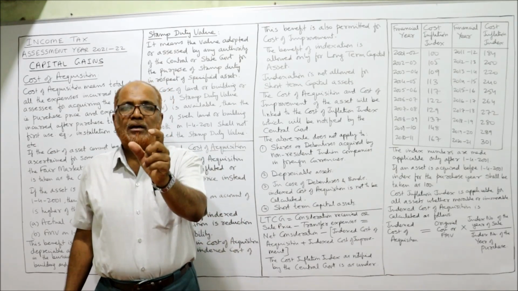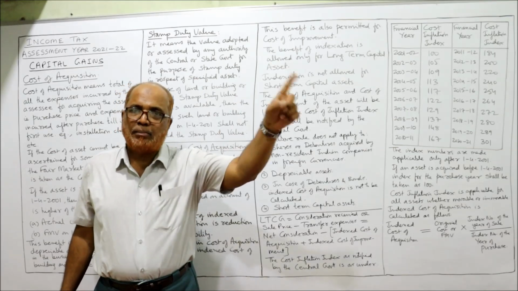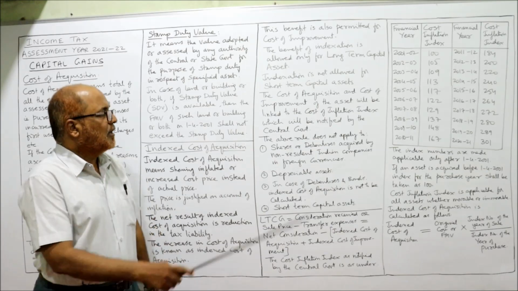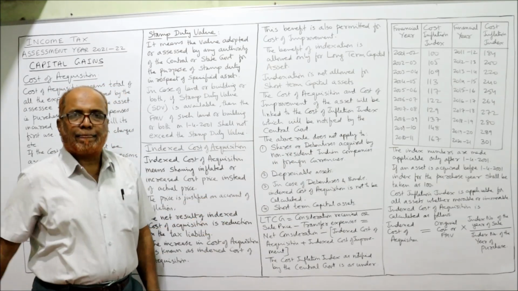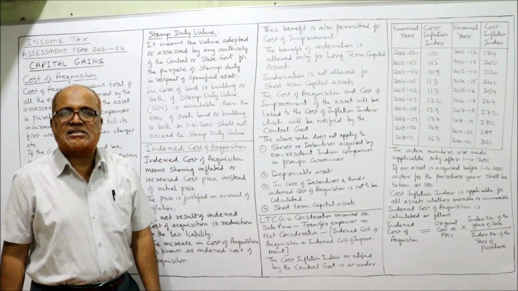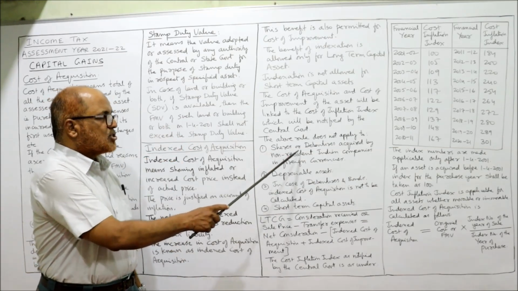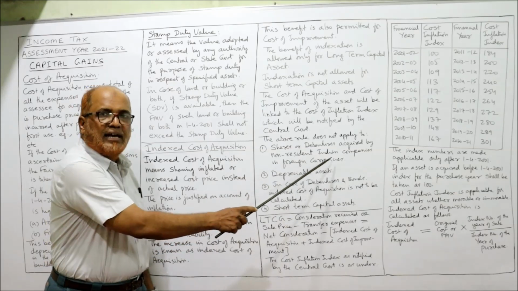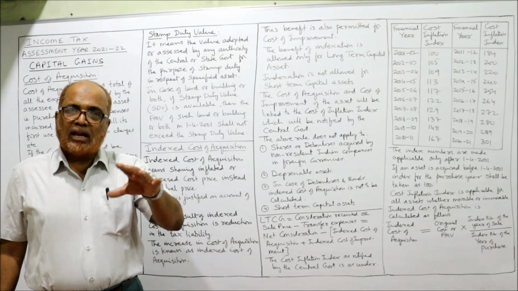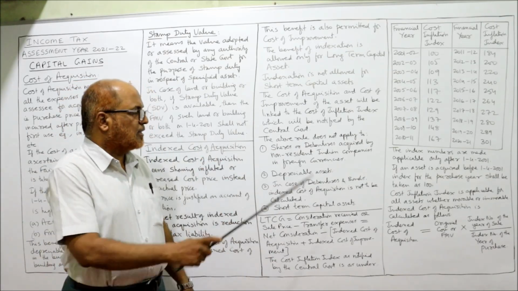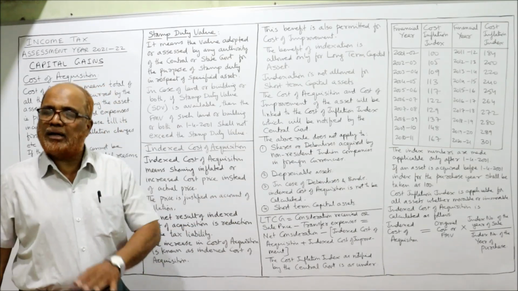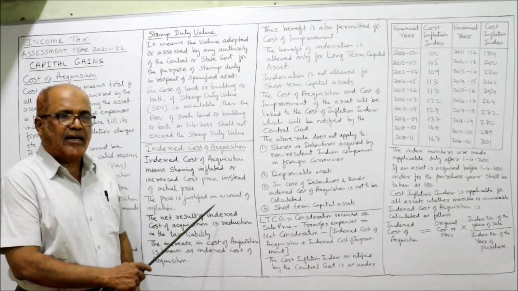So by using the index numbers given by the government, we will calculate the indexed cost of acquisition. Now, the above rule does not apply in a few cases. What are those cases? Shares or debentures acquired by non-resident Indian companies in foreign currencies. For these, indexed cost will not apply.